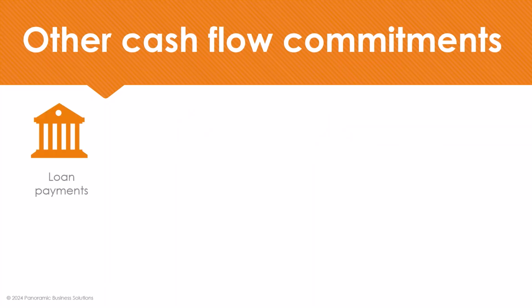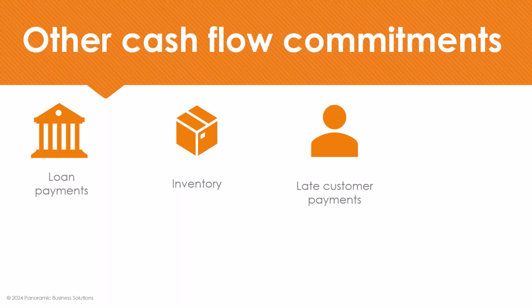For example, the principal portion of loan payments. You need some cash to help you replenish inventory. You also need cash to help you pay bills on time. Sometimes your customers don't pay on time, but you still have a financial obligation to pay your bills on time. And yes, there is a cost of allowing your customers to buy today and pay later. And so that cost needs to be considered when you set your prices.